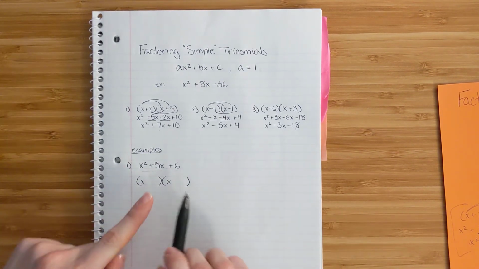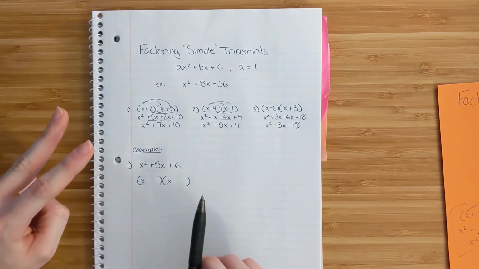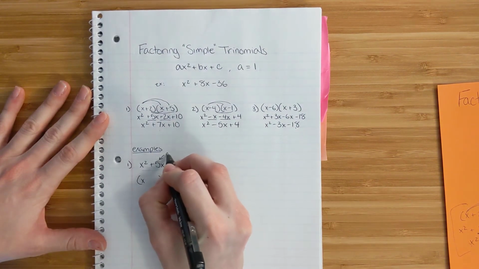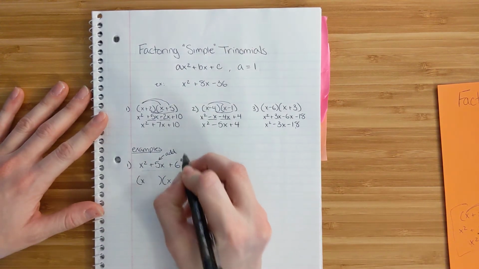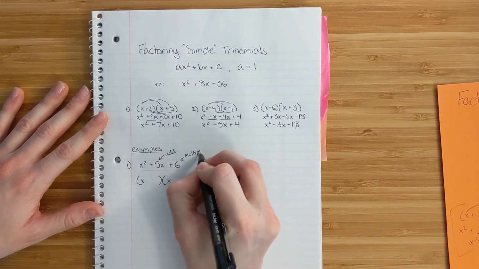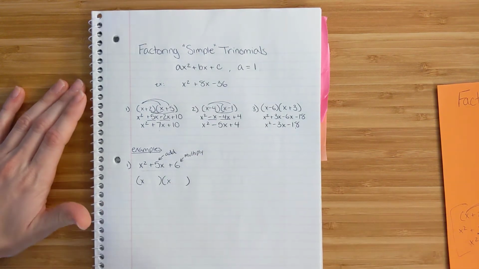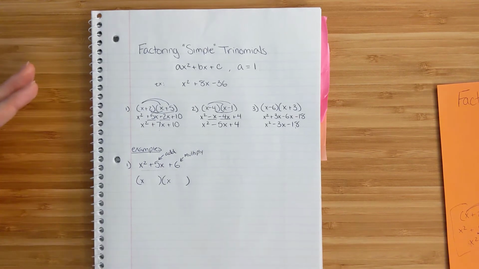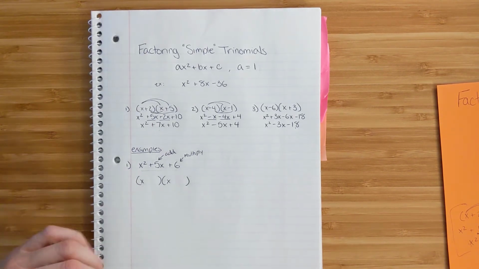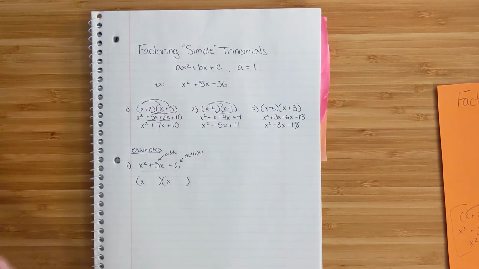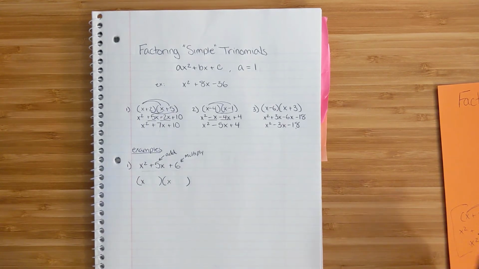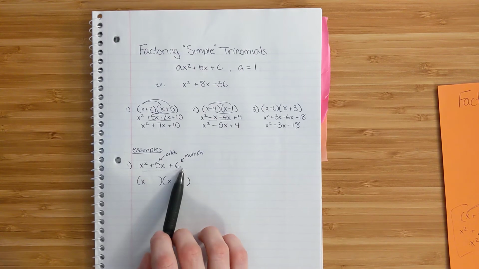Now, the numbers that are going to fill in my factors have to do two things for me. They have to add to the positive 5 in front of the x, and they have to multiply to the positive 6, that's our constant on the end. So if you think about the numbers that add to 5, there's a lot of them, right? And especially when we take into consideration both positive and negative numbers, we could sit here for hours and list all the combinations that add to 5. So the easier way to do this is to start with this fact. I need two numbers that multiply to positive 6.